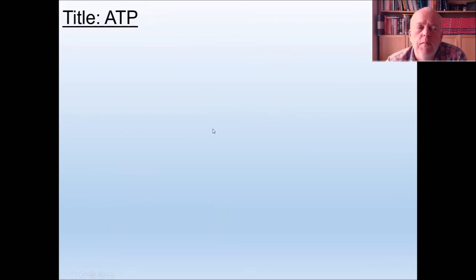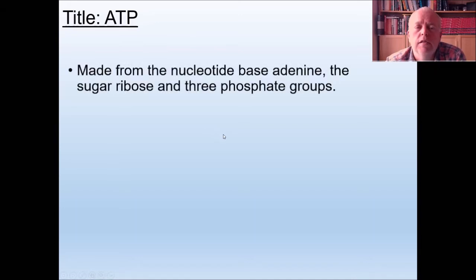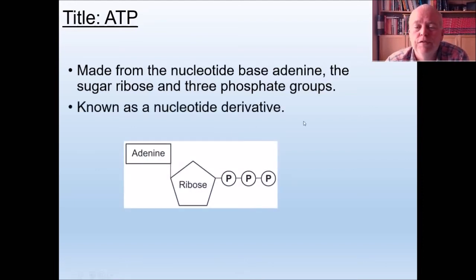So first thing to say about ATP, it is essentially made from the nucleotide base adenine. So it's sometimes known as a nucleotide derivative, and it has the sugar ribose. You see the ribose sugar there, the adenine base, and it's called ATP because it's adenosine triphosphate. So the 3 phosphate groups attached to that central pentose sugar, it's ribose sugar, and we have adenine. So we've got adenosine triphosphate, 3 phosphates.